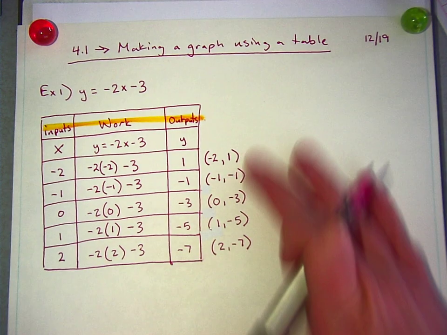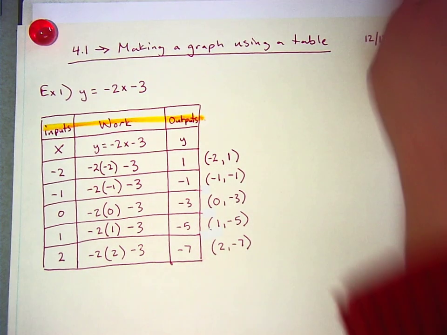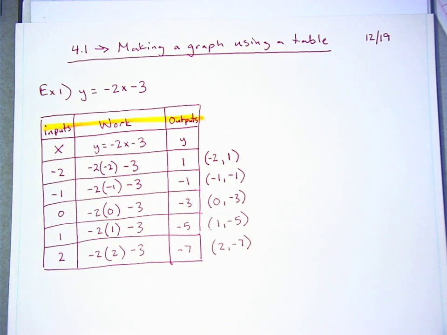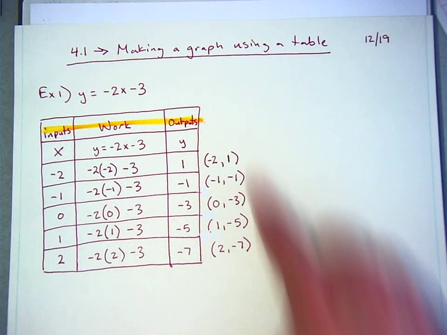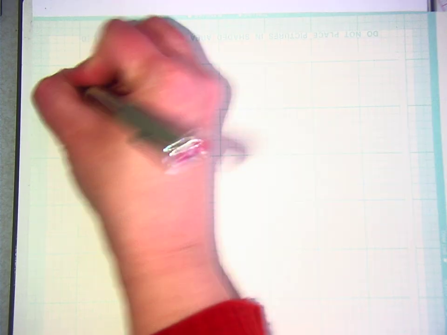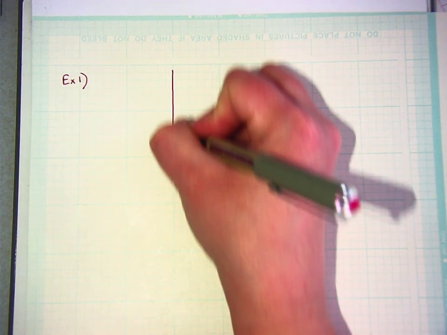All right, now we're going to graph these 5 points. I'm going to do it on the other side because I have that one kind. If you have the red paper, you're going to switch to the red paper now. And we're going to graph these 5 points. So this is example 1. I'm going to draw a quick graph.